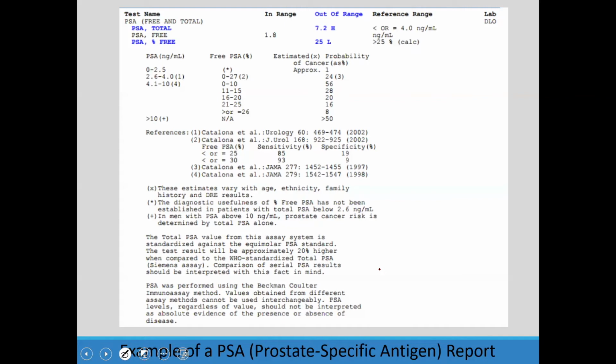And just to give you an example of a report, the report's looking at the free PSA, it's looking at the total PSA, it's providing a range, it's providing the fact that it's out of range. Here's the reference range for the laboratory as an example. It's giving you some estimated probabilities of cancer risk. There are these references here. It tells you some information about the assay. It tells you about the variability in the findings depending on the age and the ethnicity of the patient, et cetera. So, it's telling you the machine that was used.